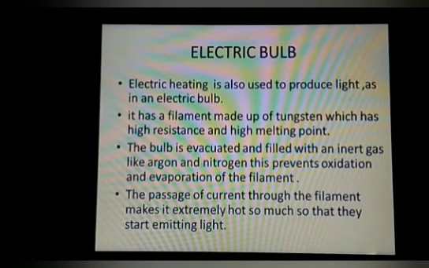Let us discuss the electric bulb. Electric heating is also used to produce light, as in an electric bulb. It has a filament made up of tungsten, which has high resistance and a high melting point. The bulb is evacuated and filled with an inert gas like argon and nitrogen. This prevents oxidation and evaporation of the filament. The passage of current through the filament makes it extremely hot, so much so that it starts emitting light.